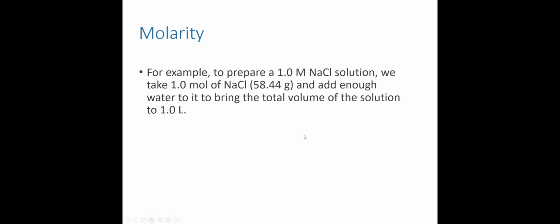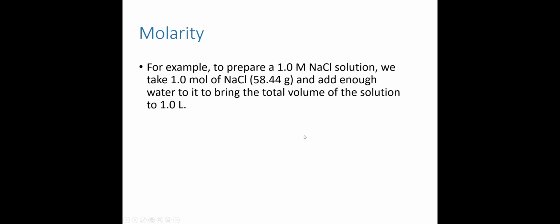So, for example, let's say we wanted to prepare a solution which was 1 molar sodium chloride. What you could do is take 1 mole of sodium chloride, and that would be 58.44 grams if we were to measure out the molar mass, and then add enough water to it until the final volume is 1 liter.